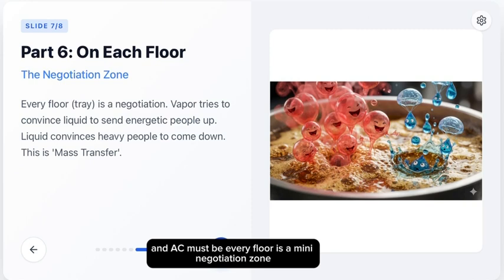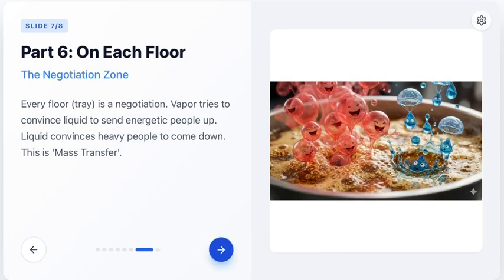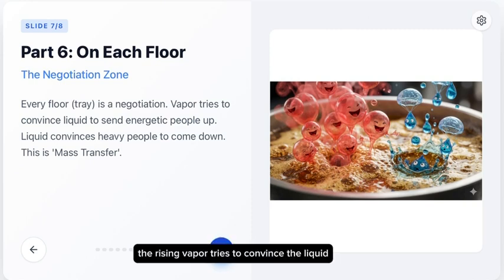Every floor is a mini negotiation zone. The rising vapor tries to convince the liquid to send more energetic molecules upward. The liquid tries to convince heavy molecules to come down. This negotiation is known as mass transfer. The more floors or stages we have, the more negotiations happen, and the better the separation.